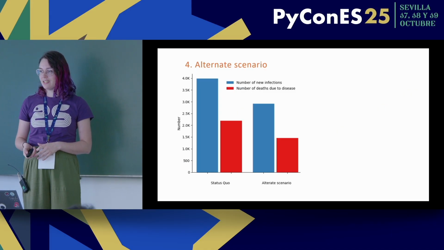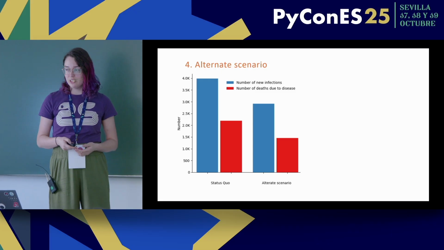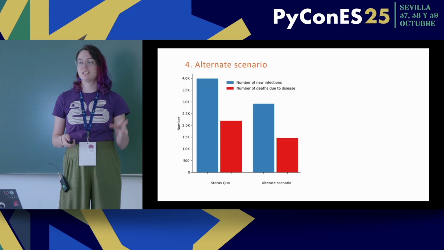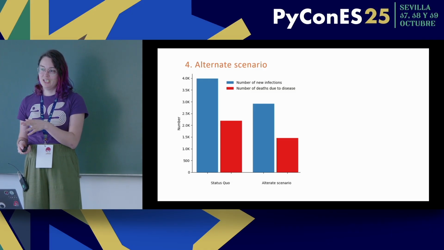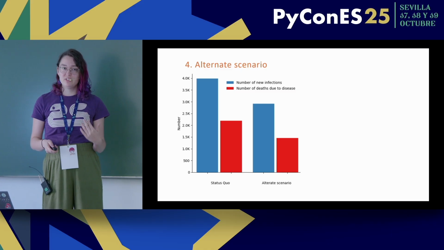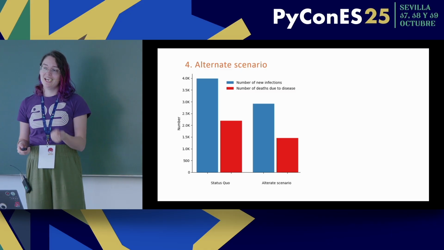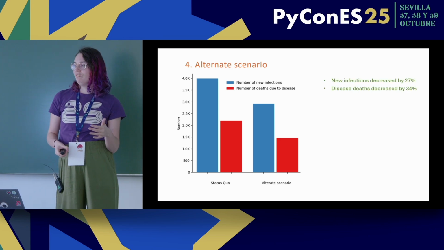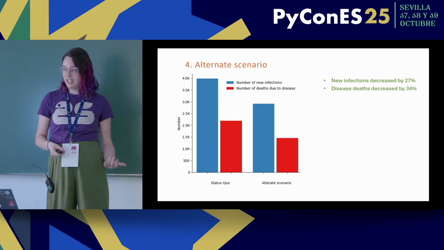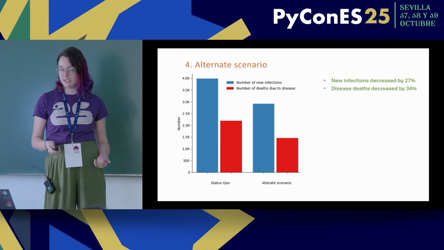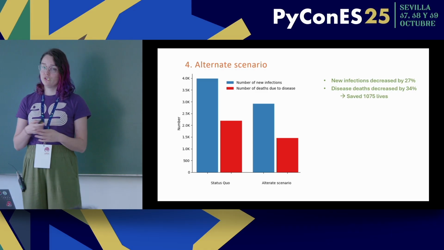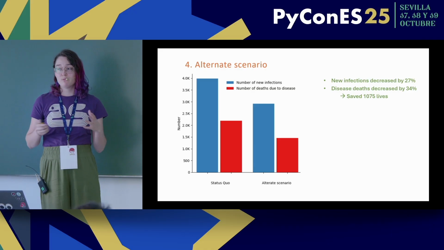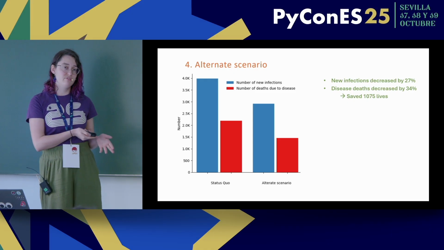We're also going to look at the difference in the number of new infections and number of deaths due to disease. On the left, we've got the status quo, what we saw first, and on the right, the alternate scenario. As you can see, in both cases, we've decreased the number of new infections and the number of deaths due to disease. In particular, new infections decreased by 27% and disease deaths by 34%. This means that during the course of the simulation, we saved 1,075 lives. And remember that this was with an original population of 1,500 people.